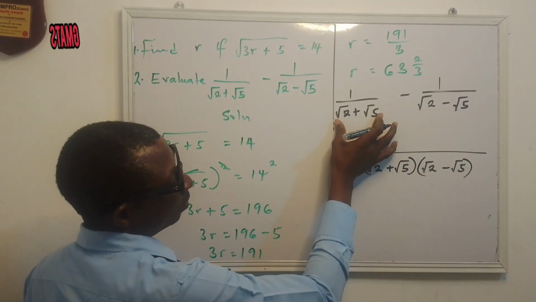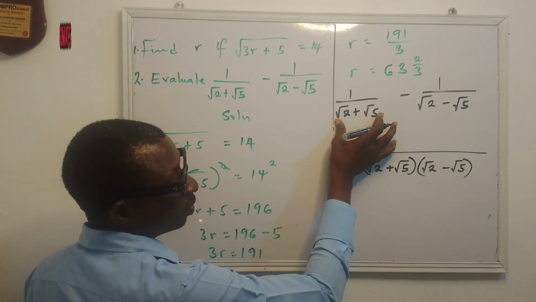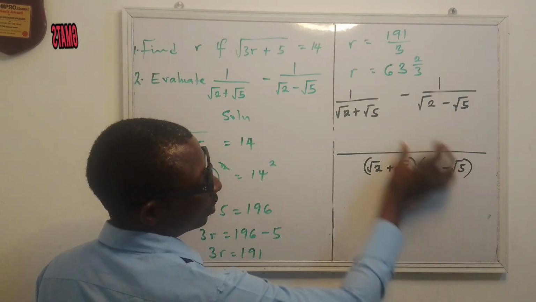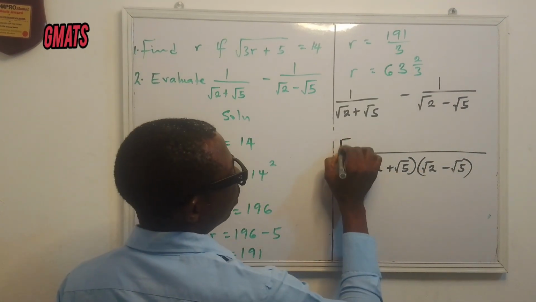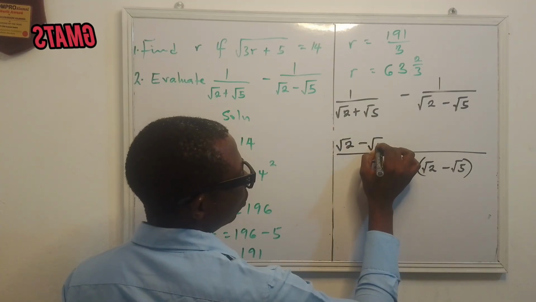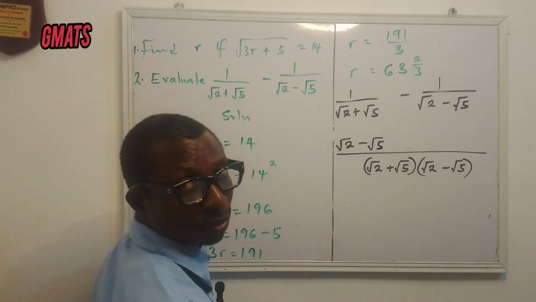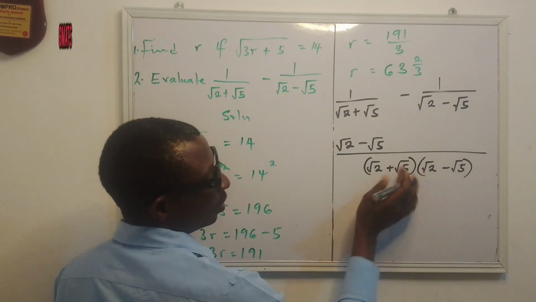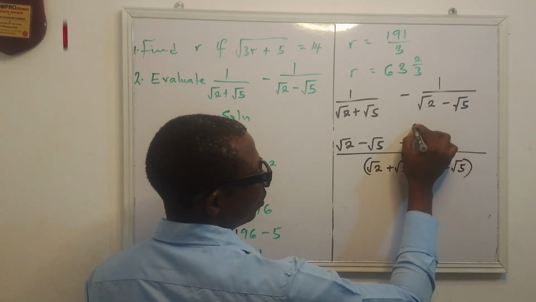Now, square root of 2 plus square root of 5 goes here. Once it cancels this, you are left with this. This multiplies 1. So you have square root of 2 minus square root of 5. The same thing also applies to this. So this goes here, cancel this. So you are left with this. So you have negative. Now you have to be careful here.